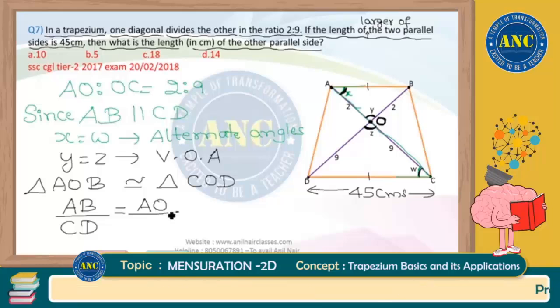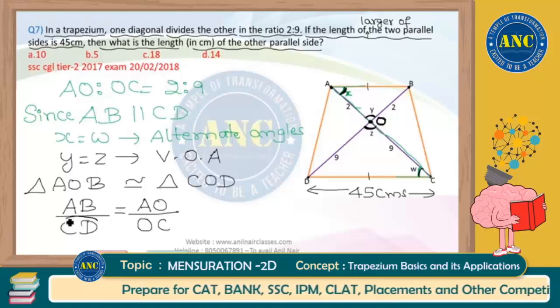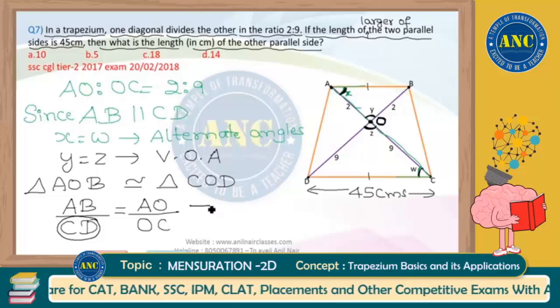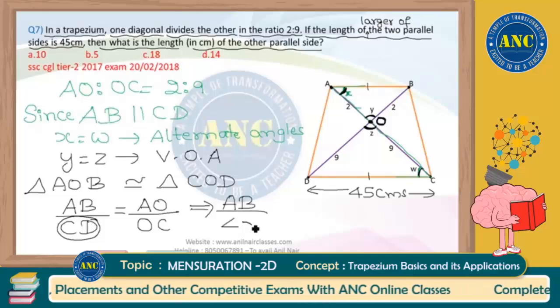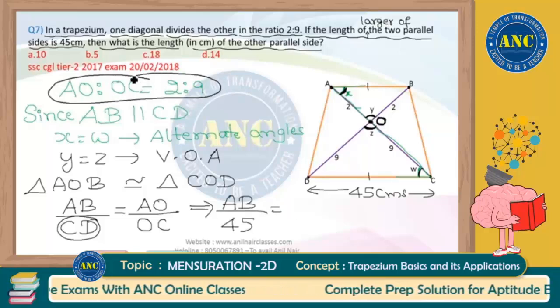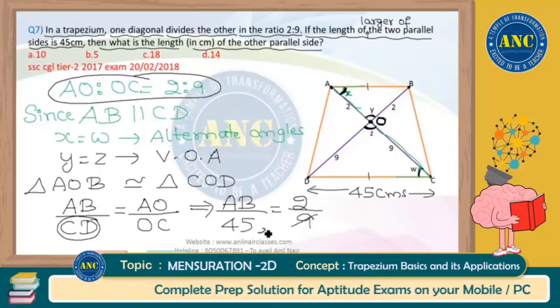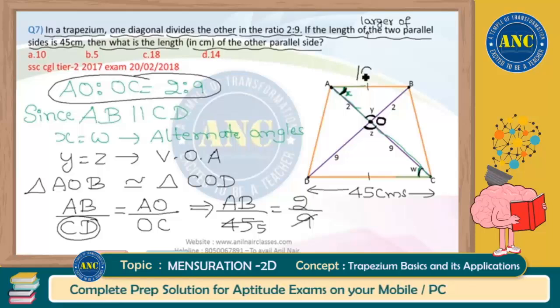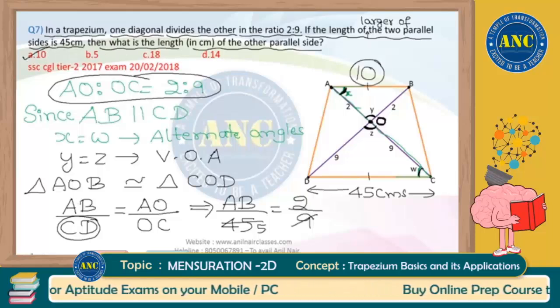In the other triangle, the corresponding side is nothing but OC. But we know that CD value is 45. That means finally I can say AB divided by 45 is AO is to OC, which is 2 is to 9. 9 into 5 is 45, 5 into 2 is 10. The answer for this question is 10 centimeters, which is option A.